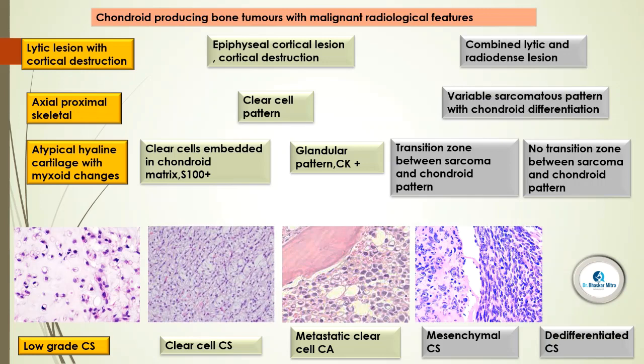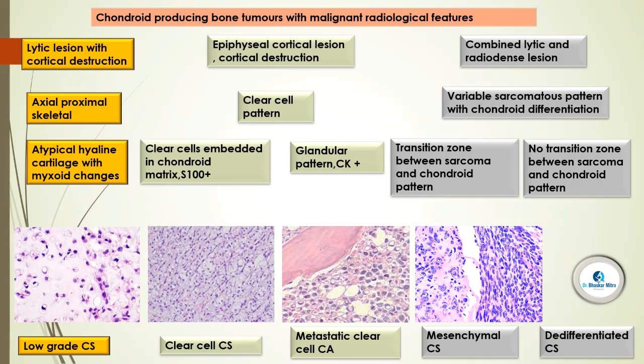Now comes the chondroid producing tumors with malignant features. Here lies the lytic lesion with cortical destruction, one of the signs of malignancy. The axial and the proximal skeleton are most commonly affected. These are the low grade chondrosarcoma. Here you can see cellularity, but the cellularity is much less compared to the other classical chondrosarcoma.